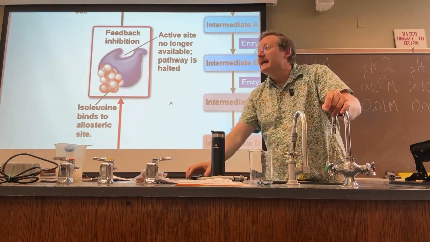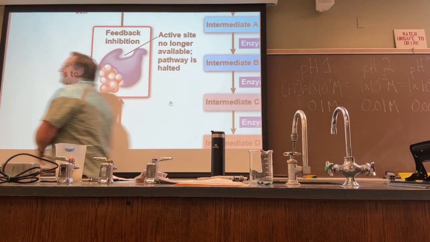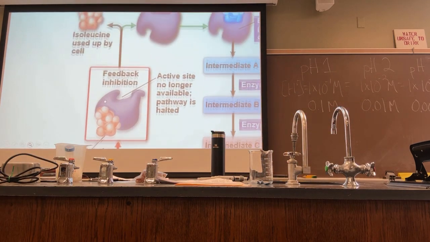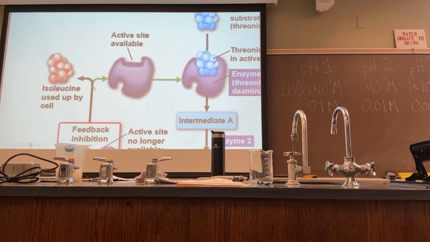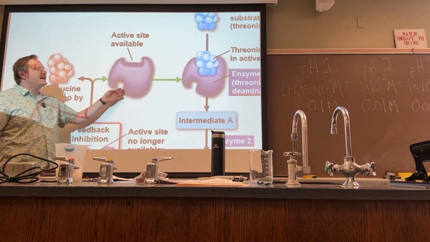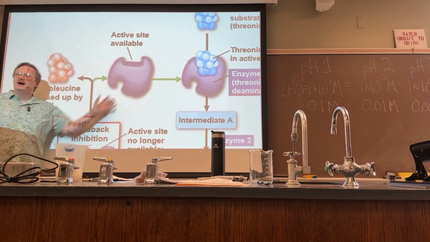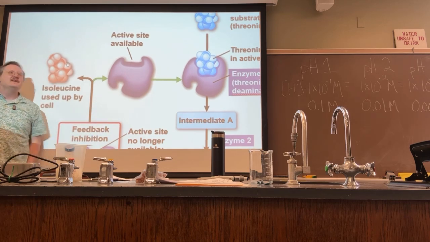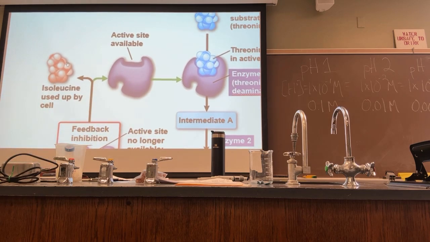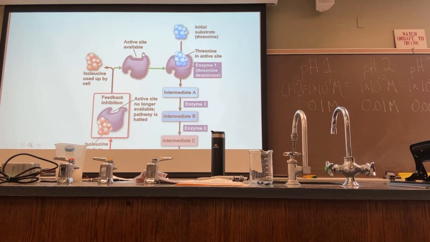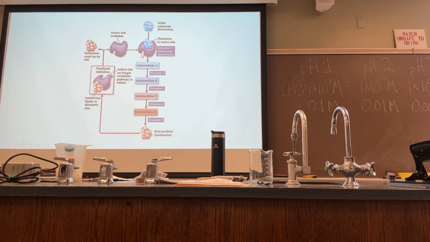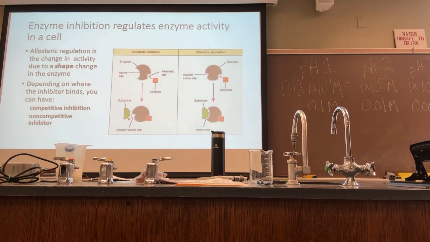Good. Now, as the product gets used up in the cell, there will be less isoleucine available to bind allosteric sites. Remember that this isn't permanent, it sort of bonds and then falls off. Okay? That means the enzyme can become more active. This is feedback inhibition. Any questions about feedback inhibition? Okay.